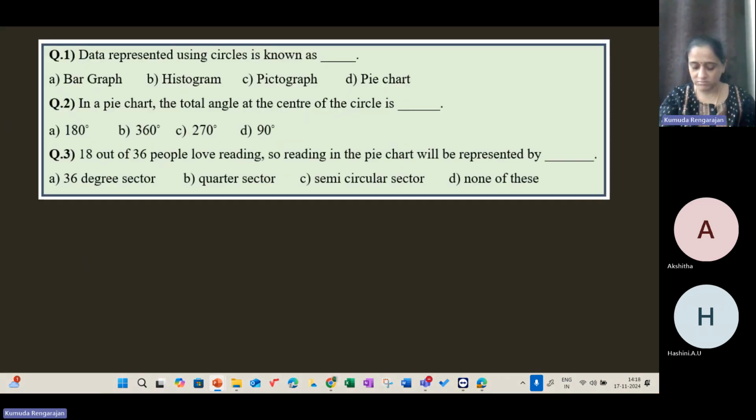Pie chart. Second one, 360. First one is pie chart. A circle is called a pie chart. Third one, semicircular sector. The total angle at the center is 360. And semicircular sector.